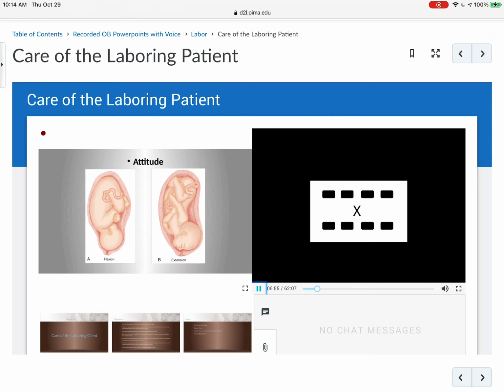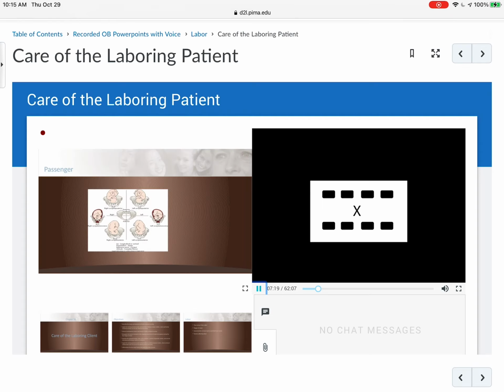And here you can see, again, the attitude. Here's where the baby is flexed with its chin to its chest in A, and the head comes down, versus B, where there's an extension and the chin is not against the chest, and you can see how that's a face presentation, making the delivery much more difficult. So that's a good picture to show you the difference in the attitude of the baby. It has a big influence on how easily that baby is going to be delivered.